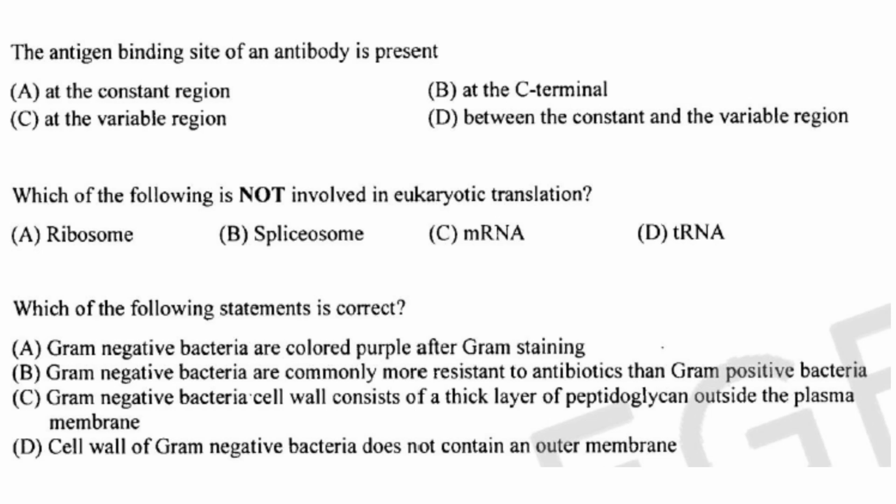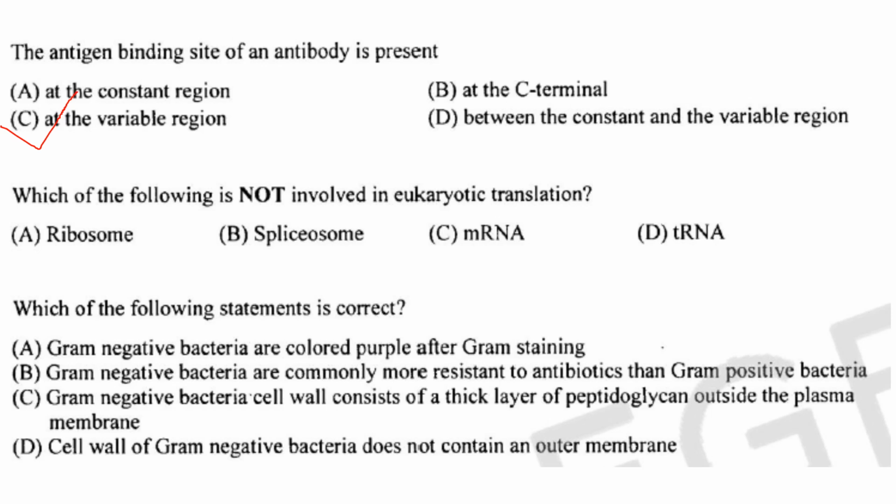Coming to the first question. The antigen binding site of an antibody is present between the variable region of the light chain and that of the heavy chain.